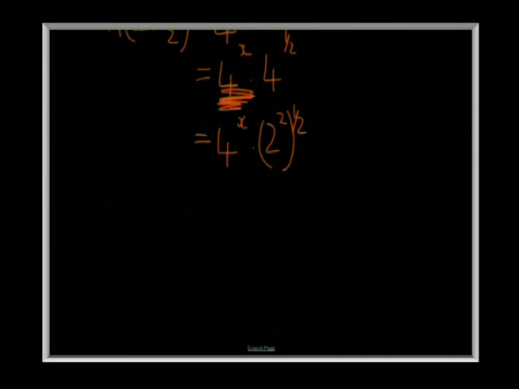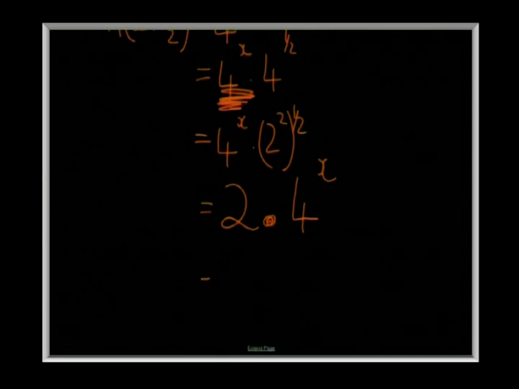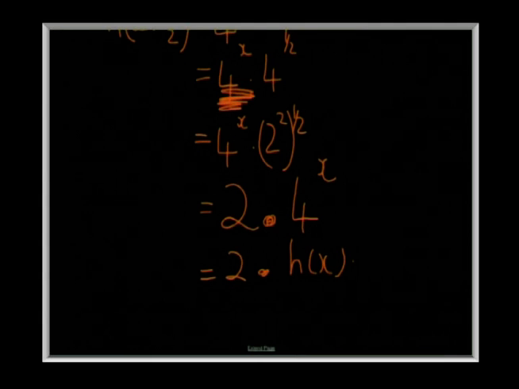And then the 2 and the half cancel out, so I end up with 2 times my original graph, which is 2 times h of x, and I have managed to prove what they asked me. Right, guys, that concludes the functions section of today's lesson.